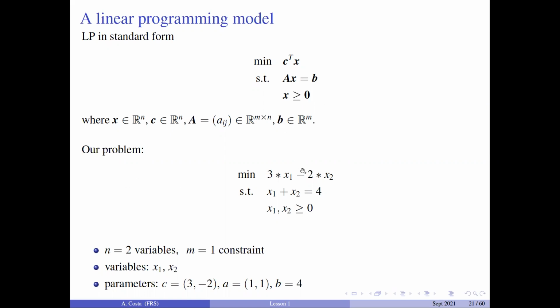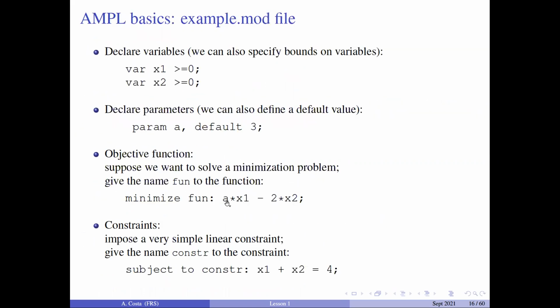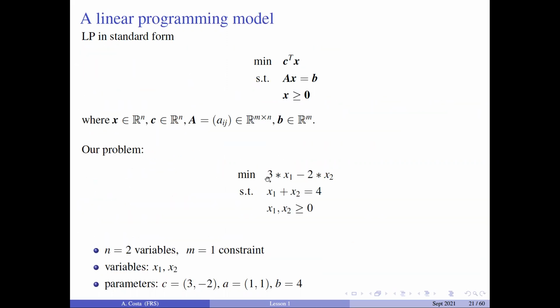So in our case, the problem we want to solve is this one. Remember, we want to minimize, if you see here, this was the function a x1 minus 2x2, but a is equal to 3. So we want to minimize 3x1 minus 2x2. The constraint was x1 plus x2 equal to 4. And then we have two variables greater than or equal to 0. So this here is the problem we want to model. So let's see how this will look like in AMPL. Okay.